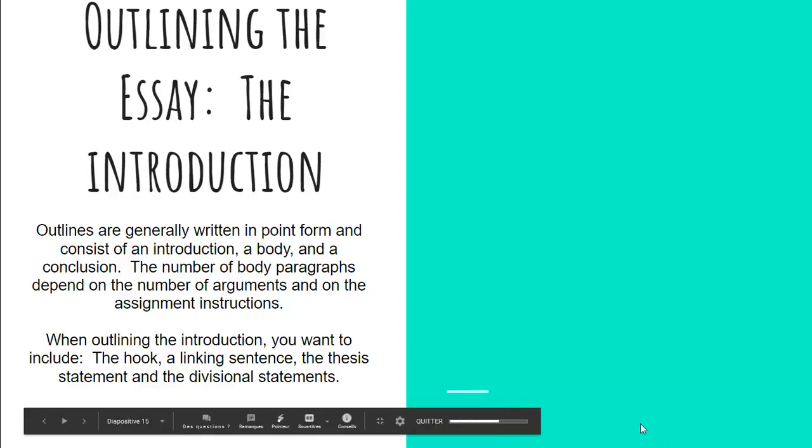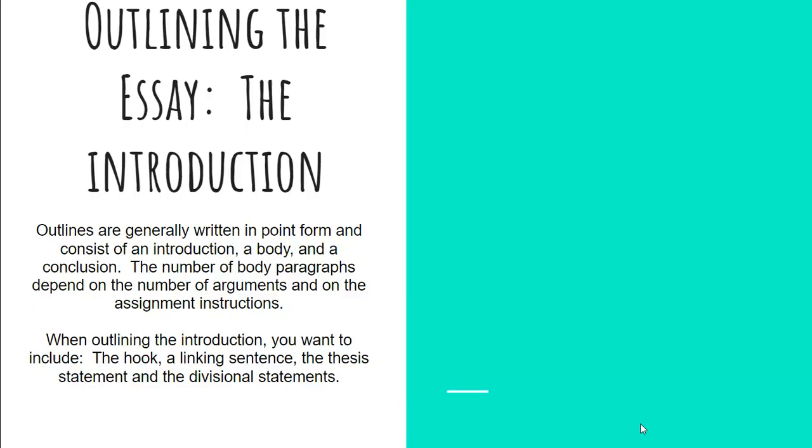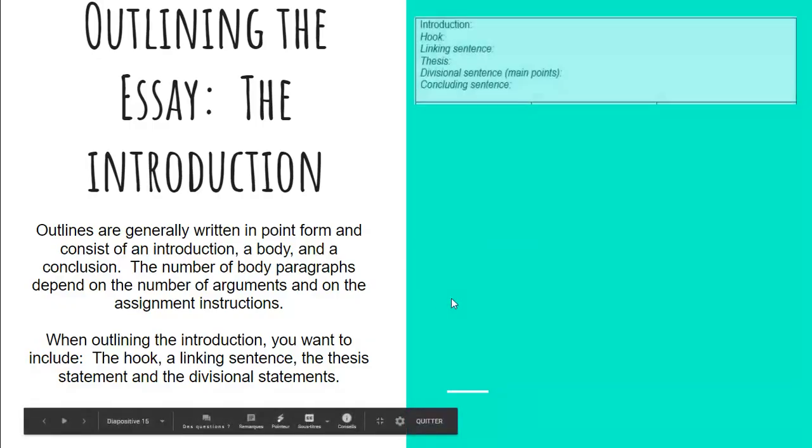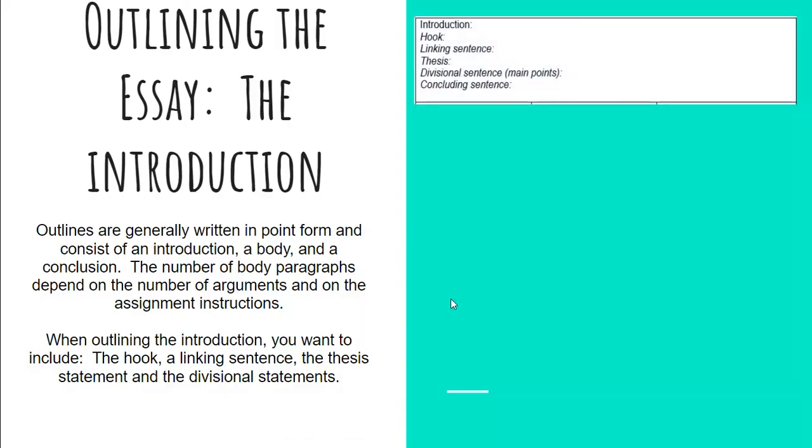Now that you have the outline for the body of your essay, we're going to take a look at outlining the introduction and the conclusion. Outlining these is much easier after you've got your proofs done. So for your introduction, you will need a hook, a linking sentence, a thesis statement, your divisional sentences, which are your main points, and a concluding sentence.